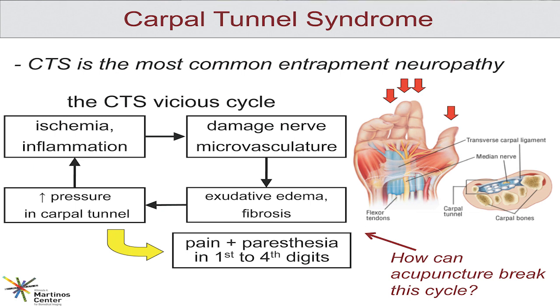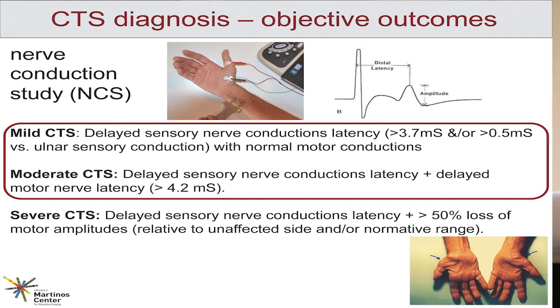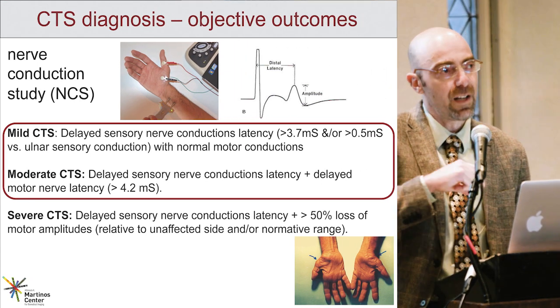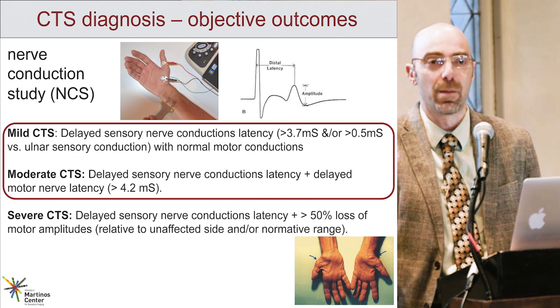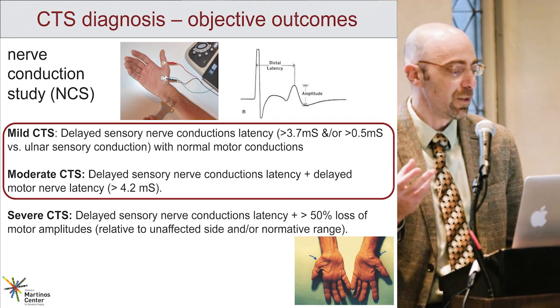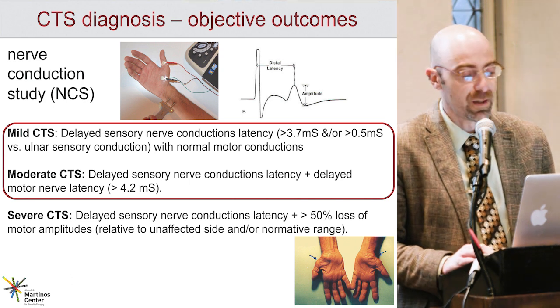So the question is, how can acupuncture break this cycle? So one interesting thing about carpal tunnel syndrome, as opposed to some other chronic pain disorders, is that you have not just sort of these subjective measures in research where we're asking patients how bad is the pain, how bad is the tingling that you're feeling, but we also have these objective measures such as nerve conduction studies.